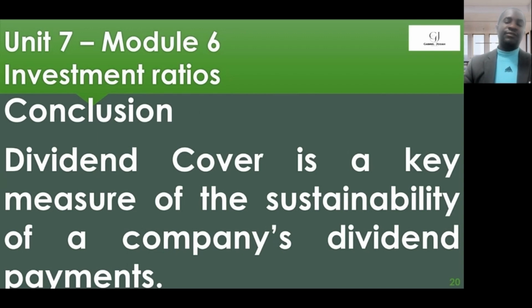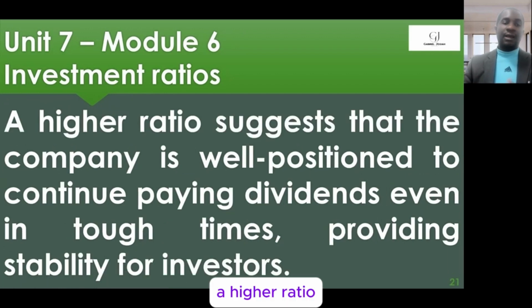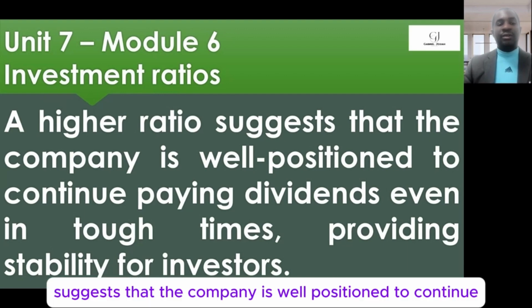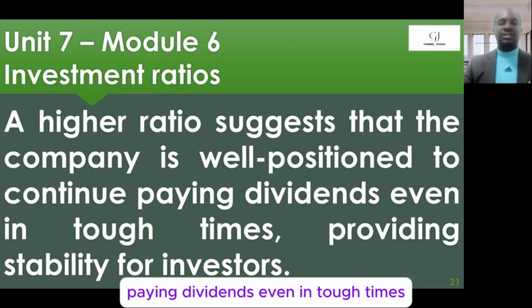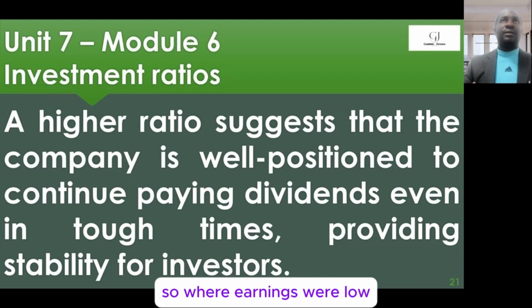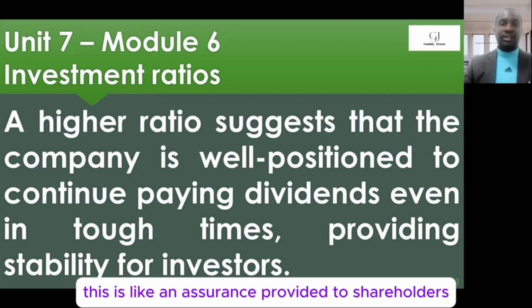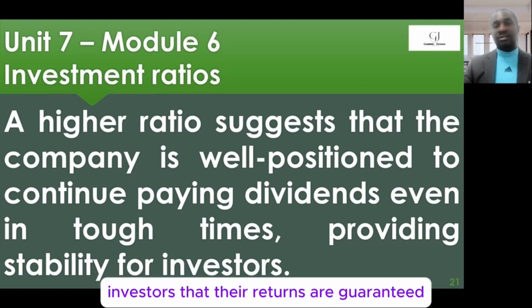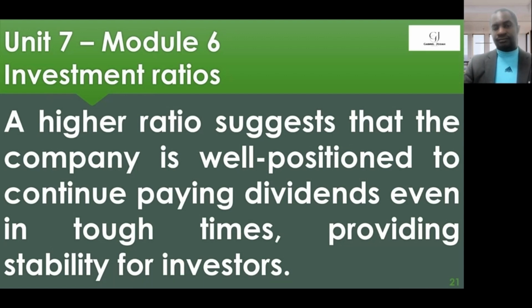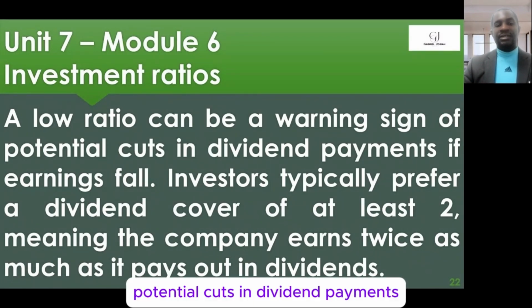In conclusion, dividend cover is a key measure of the sustainability of companies' dividend payments. A high ratio suggests that the company is well positioned to continue paying dividends even in tough times, providing stability for investors. So where earnings were low and dividends were higher than earnings, this is like an assurance provided to shareholders and investors that their returns are guaranteed. While a low ratio can be a warning sign of potential cuts in dividend payment if earnings fall.